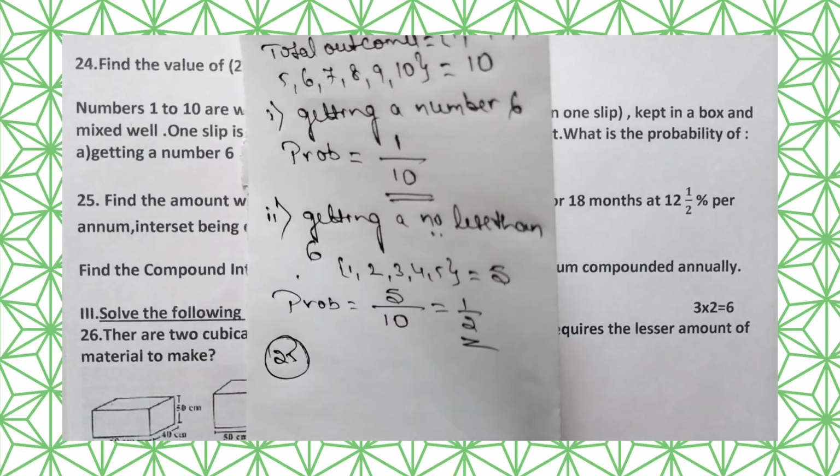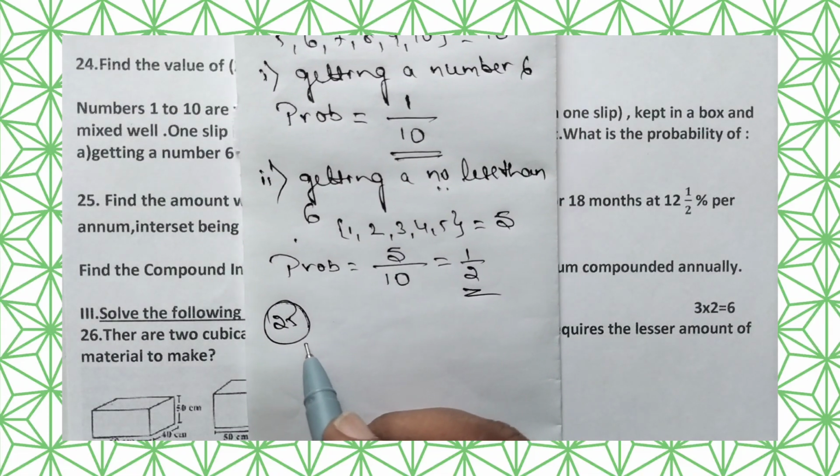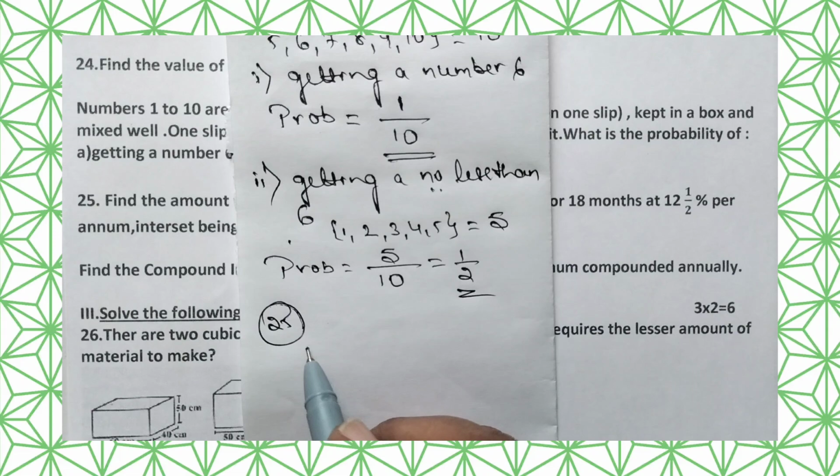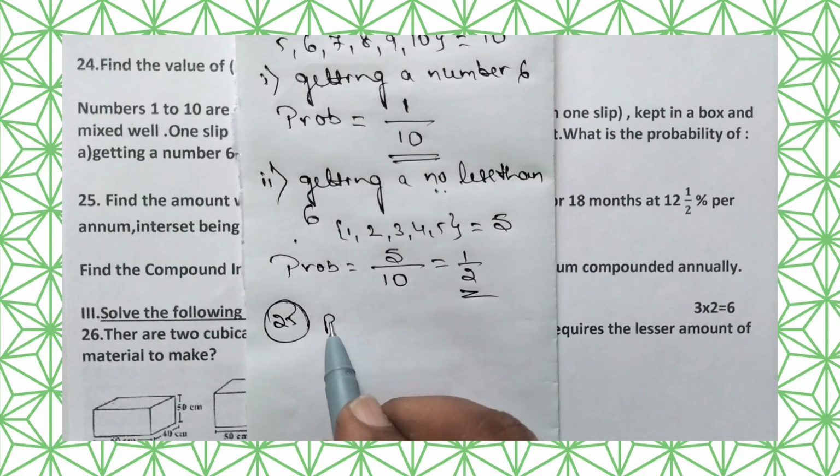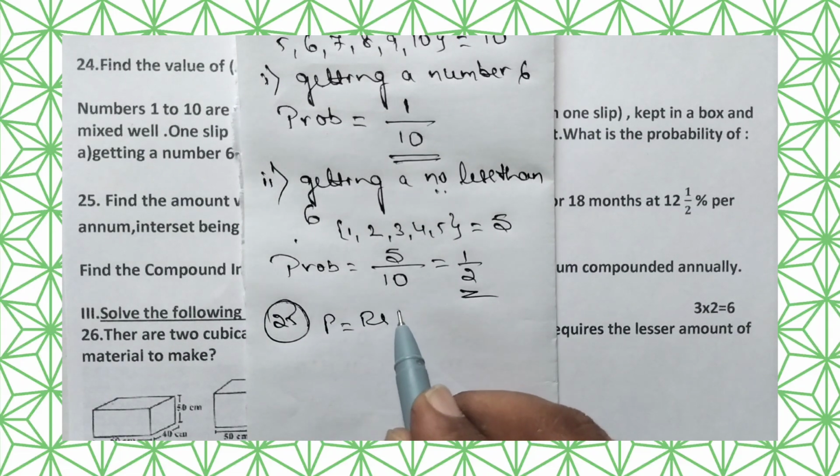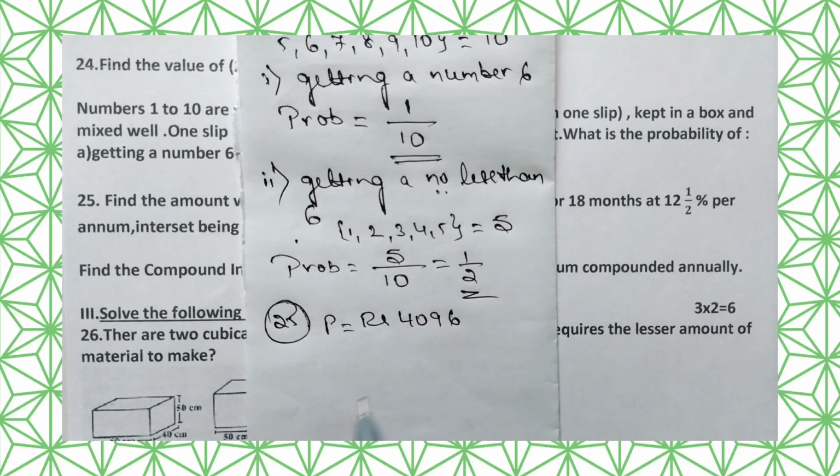Now let us answer this question. So principal amount is given as, what is the principal amount given? So principal amount is equal to rupees 4096.